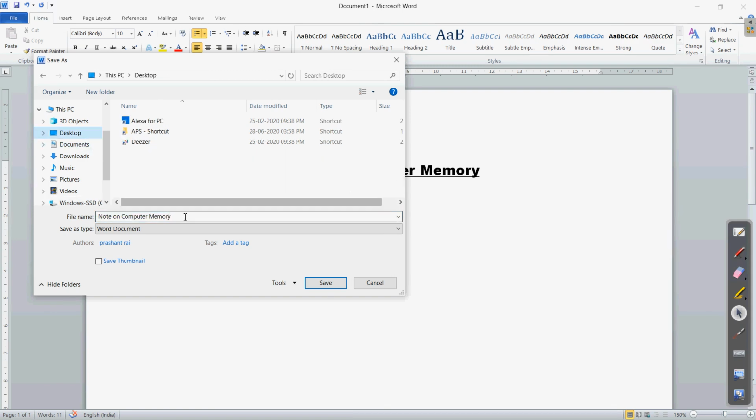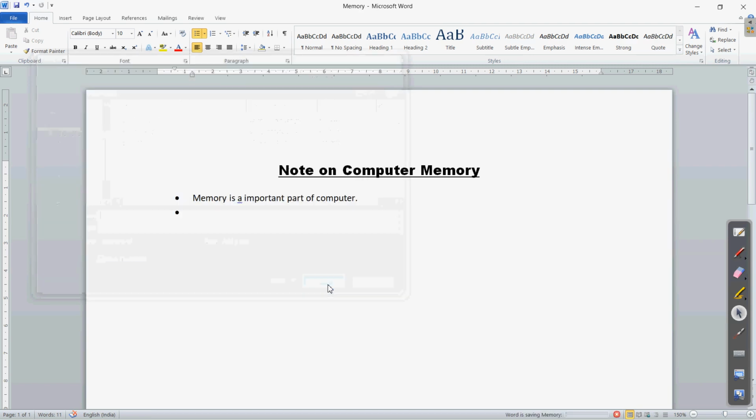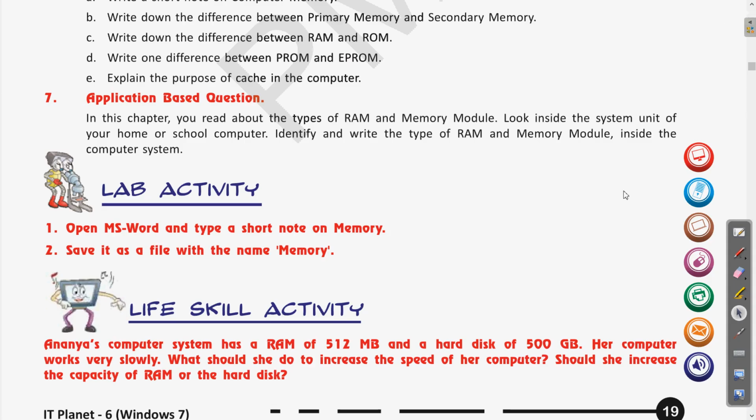Suppose I am saving this, and you can choose which folder you want to save it in. You have to save this file with the name memory. Okay, so write the file name as memory, and when you click on the save button, the file will be saved wherever you are saving. Okay, so let us click save. Now this file is saved. When you close it, the file will still be there. So after writing, you have to save that file with the name memory. Okay, I hope this is clear.